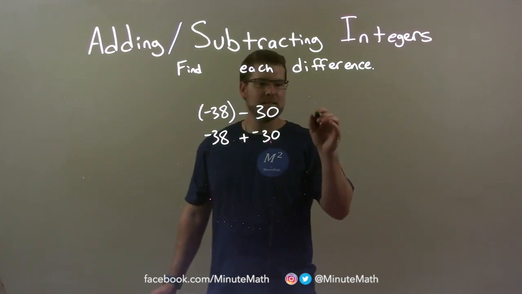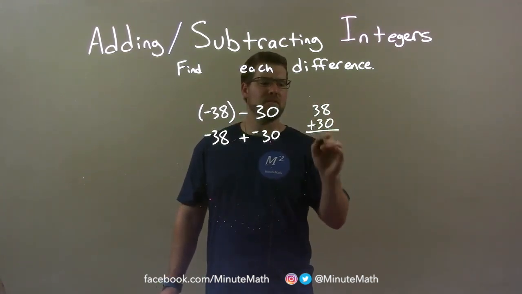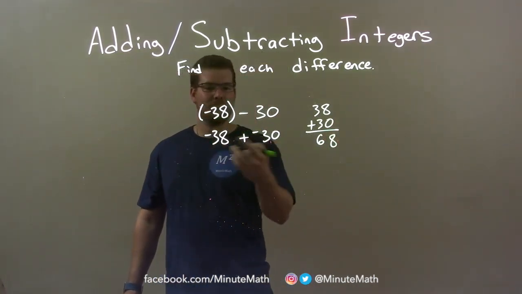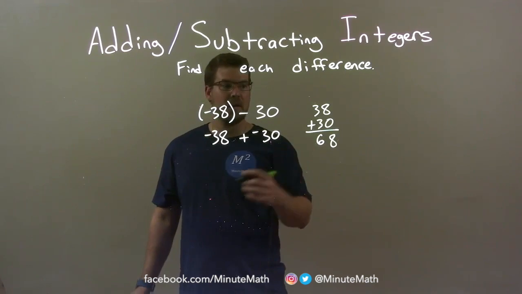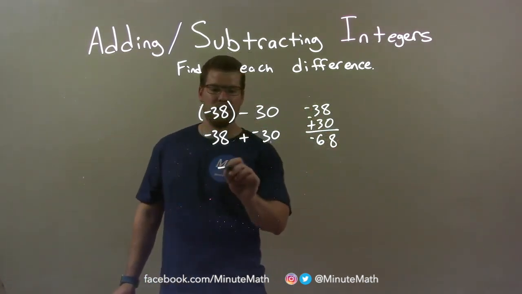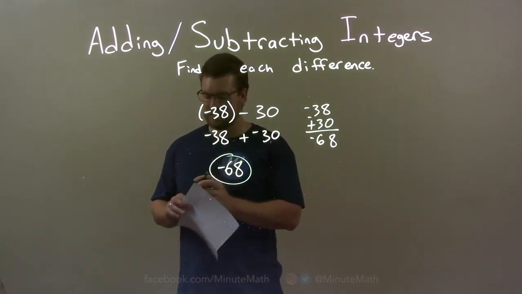Well, we can see really easily that 38 plus 30 is just 68, right? So if we go a total of 68 in the negative direction, negative 38 plus negative 30 is negative 68, right? So negative 68 right there, and that's our final answer.